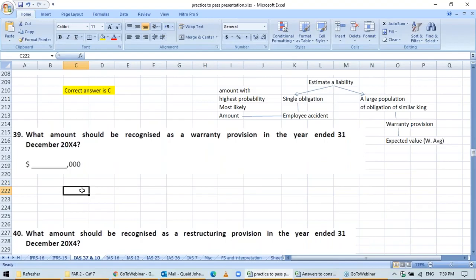See, expected value is average. See, 100,000 units have been sold. And what are the chances of major faults? 6%. And each major fault will cost the company how much? $100. And out of the 100,000 sales, 8% is the chance that there will be some minor faults. And what will be the cost of it? The cost of it will be $30.